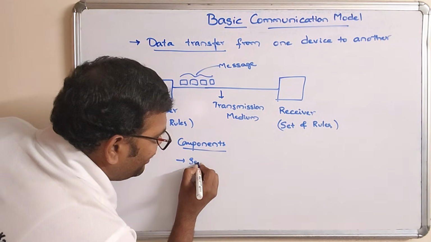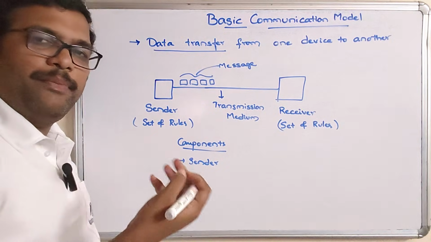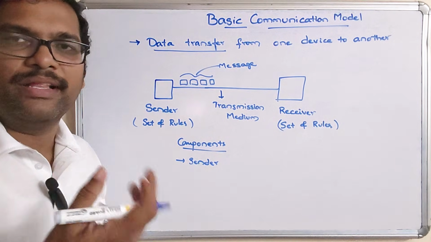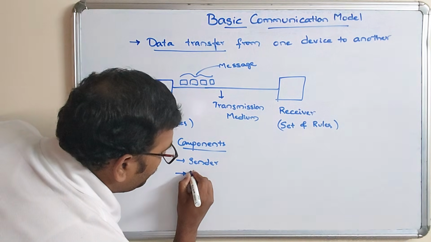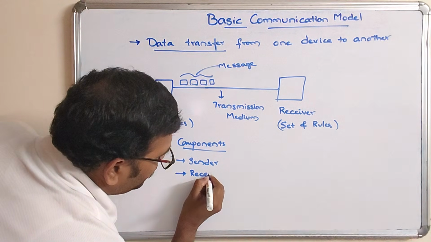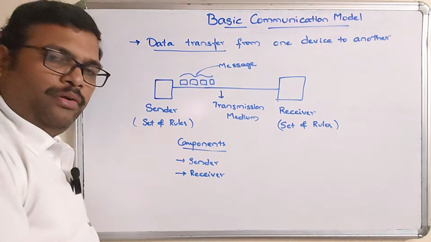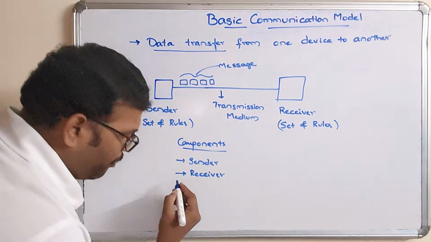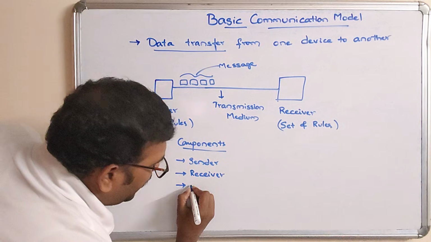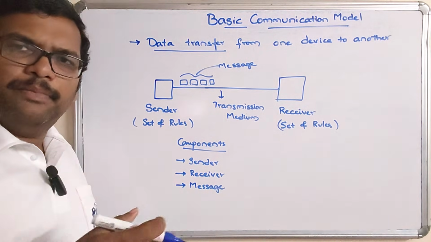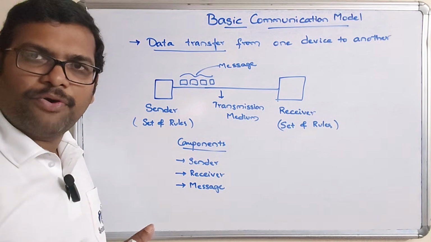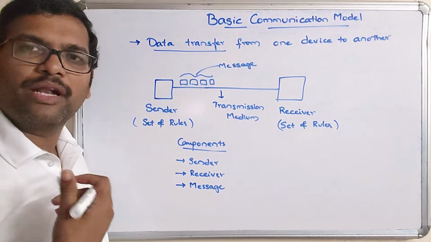So the first one is a sender. The sender may be a computer or a mobile or anything else, a device. And the receiver is also a device or a computer or any mobile. And the message can be in any format: text format, audio format, video format, or image format.